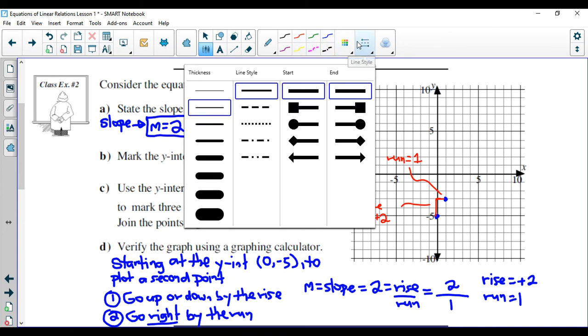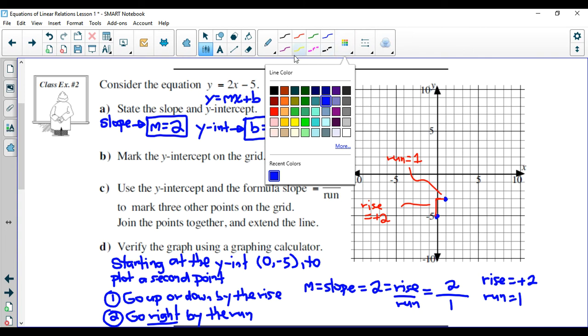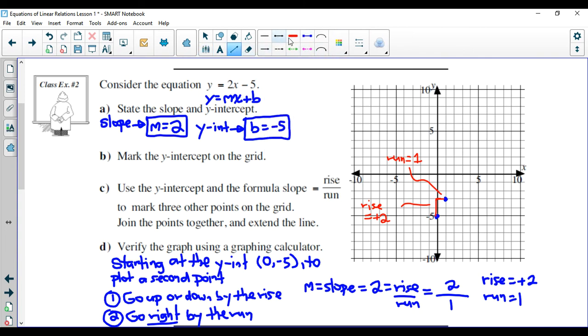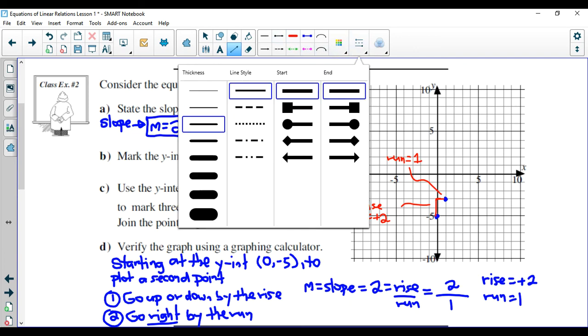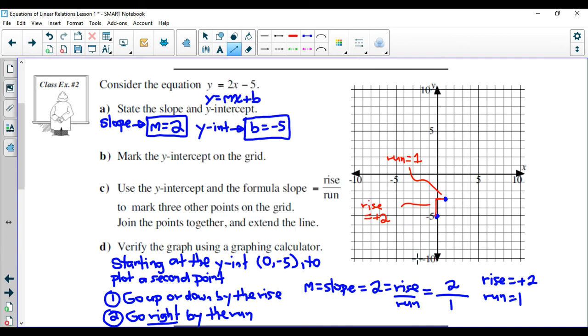So let's grab a line here. We'll make it blue in color. Okay, let's make it a bit thicker. I'm going to take this line and put it through these 2 points. Okay, that's my straight line. And if I want to, I could go back now and put the arrows on them. So that's one way of constructing a line just by using the equation.